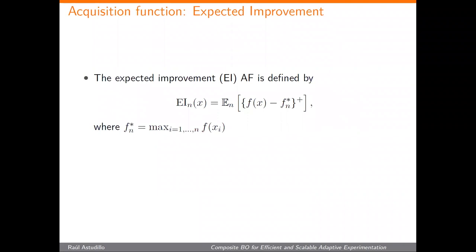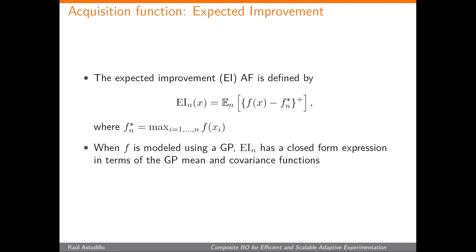The second component is the acquisition function. Again, there are many possible choices. Here, I'm going to be focusing on the expected improvement, which is arguably one of the most popular acquisition functions in the literature. Let me take a moment to explain where the name comes from. If f_n star is the best observed objective value so far, then the positive part of f(x) minus f_n star quantifies how much we are improving with respect to the current best observed value. We then take the expectation with respect to the posterior distribution, and that's where the name comes from.